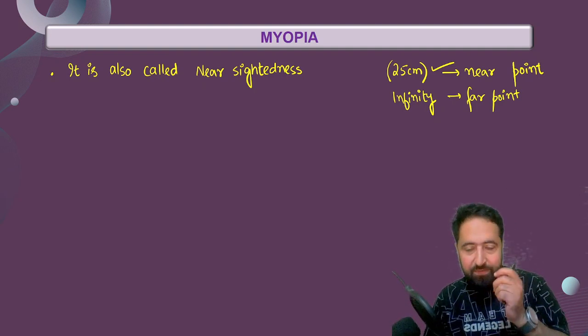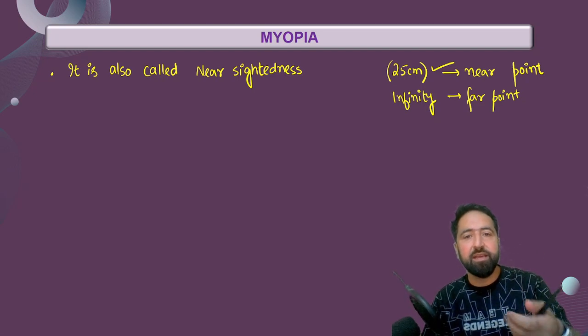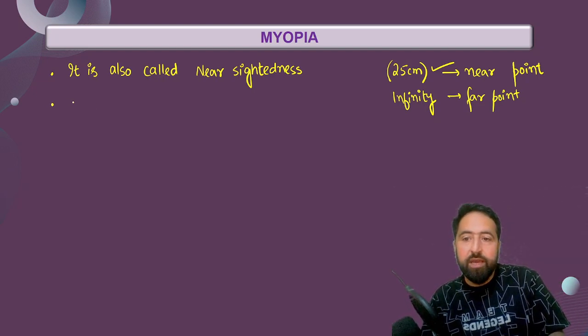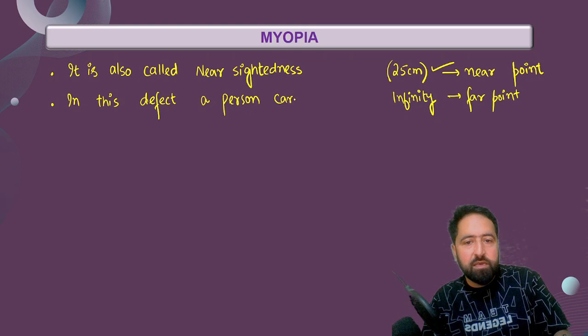क्लियर? अब देखिए मायोपिया में हमने क्या डिस्कस किया, that आप नजदीक वाली चीजें अच्छे से देख पाएंगे, दूर वाली चीजें अच्छे से नहीं देख पाएंगे. So let's write that point. In this defect, a person can see nearby objects clearly.